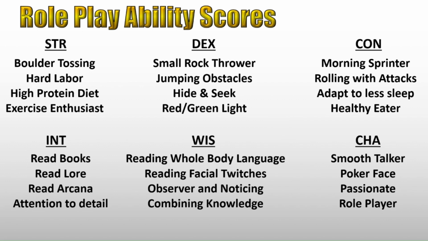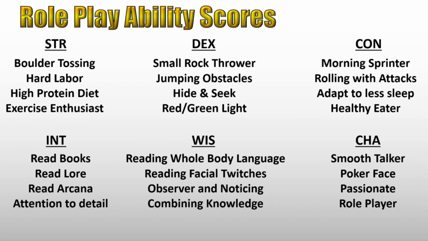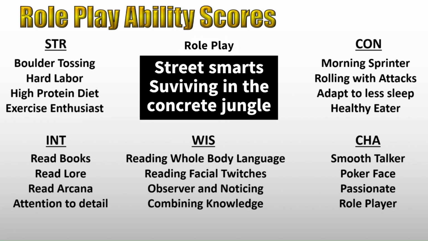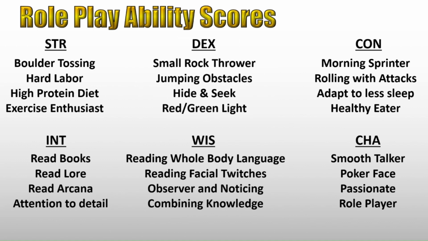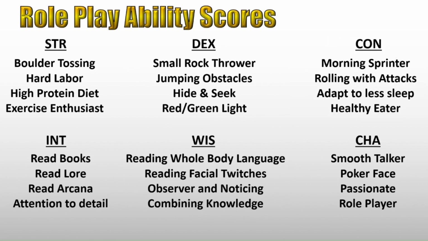If we look at intelligence, you can be a person who read a lot of books, a lot of lore, maybe arcana. If we're looking at wisdom, maybe you spend time reading people's body language, trying to see if people are lying through facial twitches, things like that. And if you're a charismatic character and you're adding points to that, maybe you're a smooth talker, or maybe you've got a really good poker face. There comes in the deception. Now, this is just a list of some roleplay that I think you can use for your character when you're giving those increases for the ability scores. You can easily integrate these with the background that you chose for your character as well.